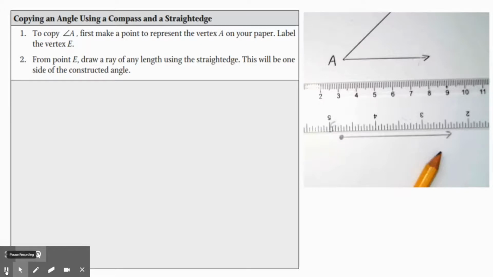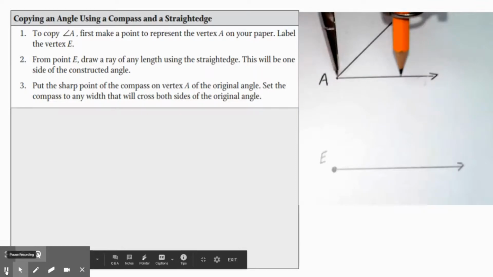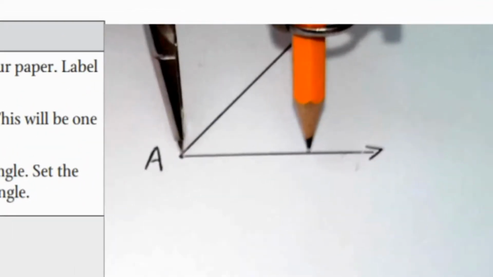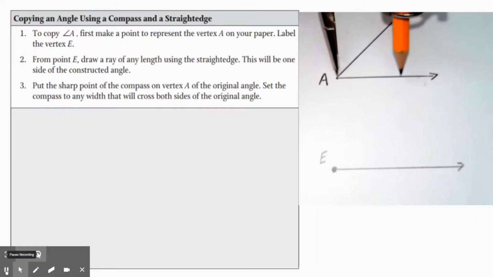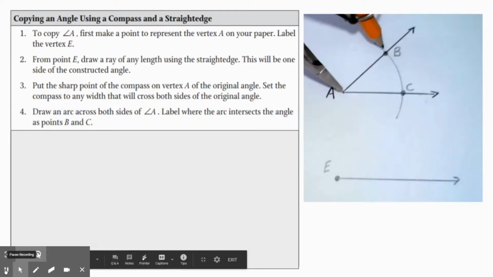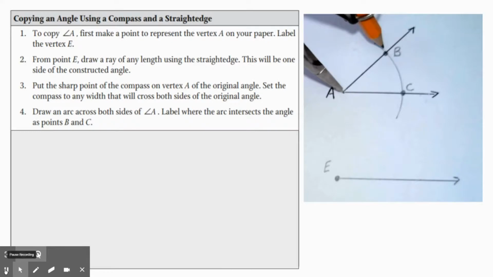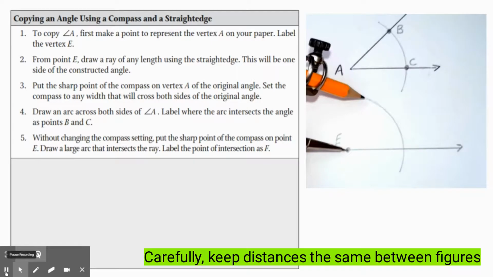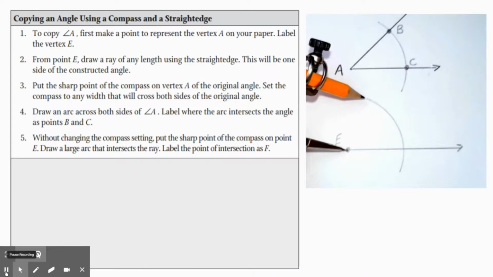Now we're going to go back up to angle A, and this is where we're going to put the sharp end of the compass on point A, and we're going to draw an arc, and we're going to label these points B and C. It doesn't matter which one is B and which one is C. And now we've created angle BAC. Again, we're going to keep the distance the same on our compass, and we're going to create another arc. We're going to use E as the center.